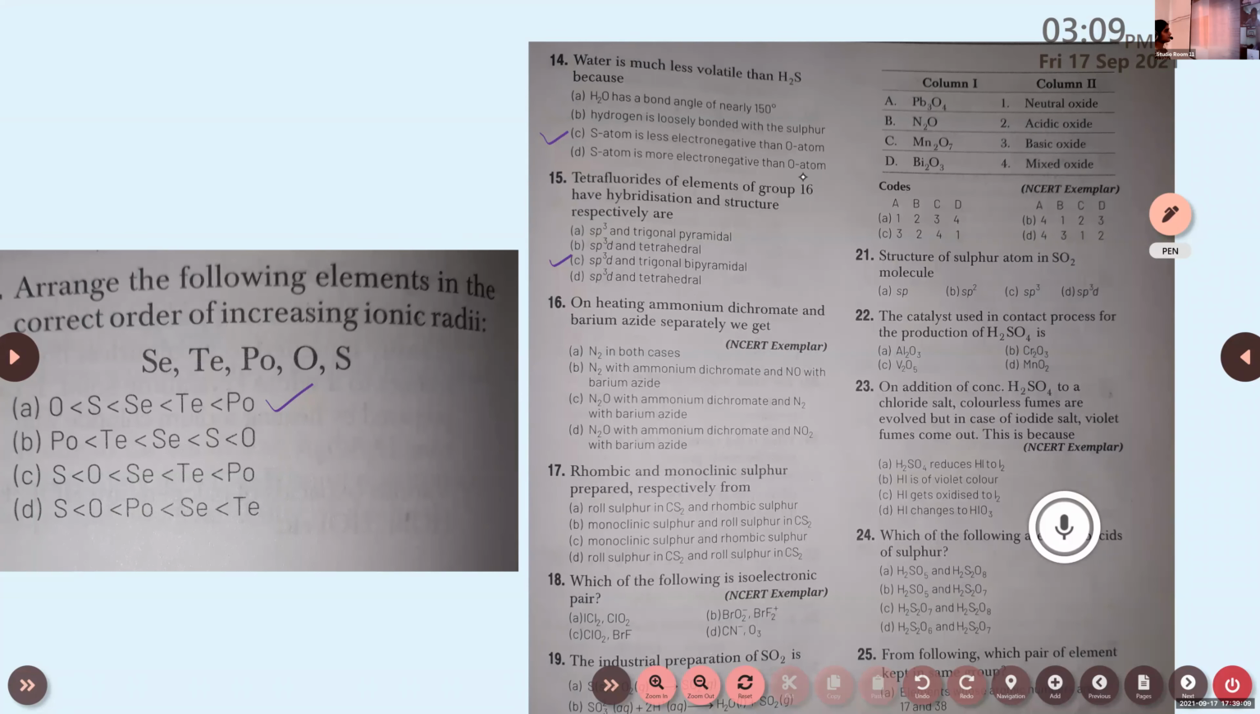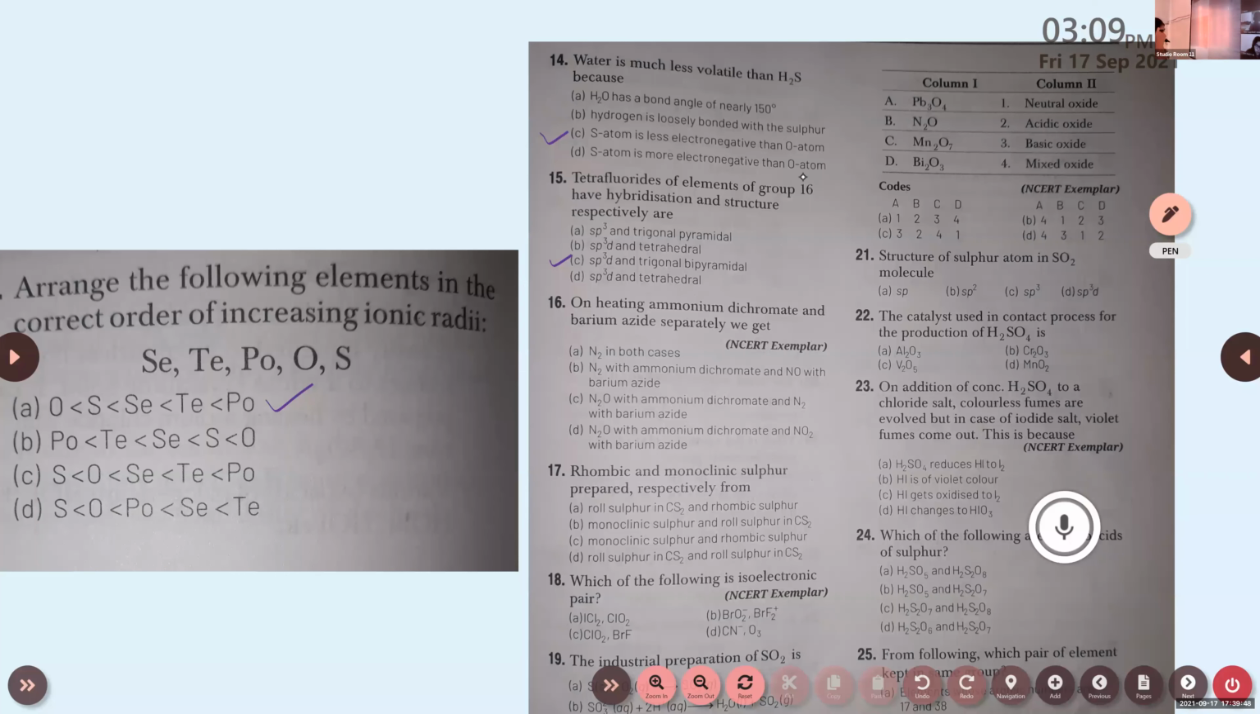And the next question. On heating ammonium dichromate and barium azide separately, we get: option A, N2 in both cases; option B, N2 with ammonium dichromate and NO with barium azide; option C, N2O with ammonium dichromate and N2 with barium azide; option D, N2O with ammonium dichromate and NO2 with barium azide. This is from group 15, about the preparation method of dinitrogen. So you can tell me which is the correct answer.